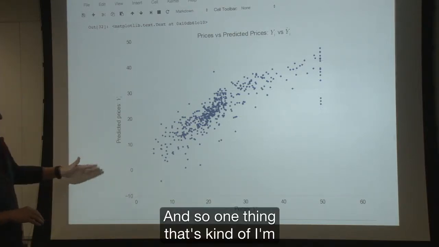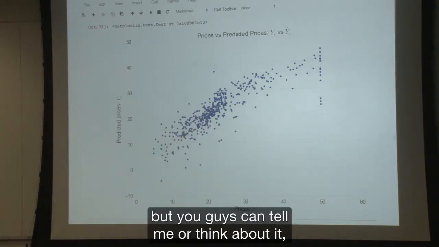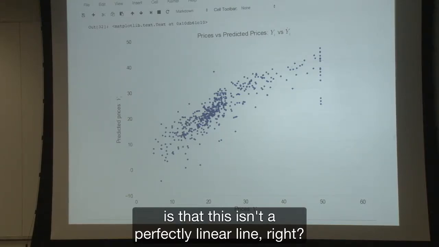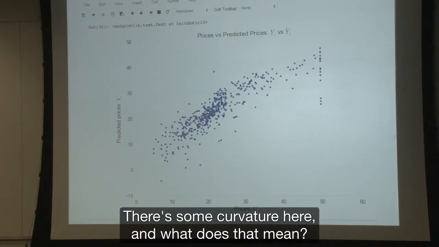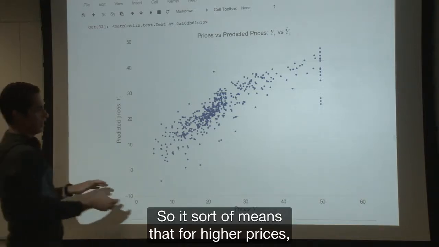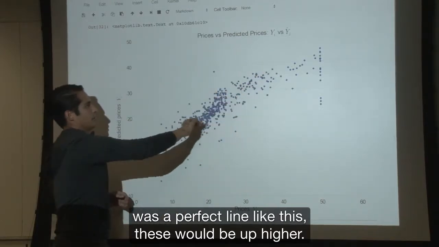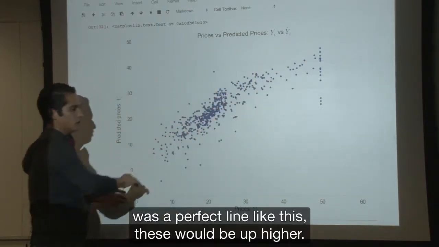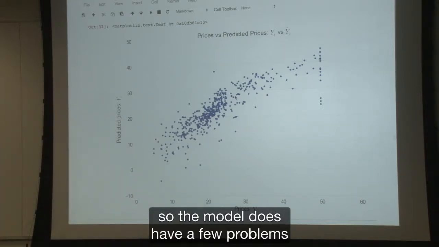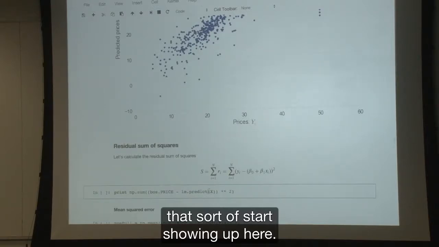One thing, and I'm not sure if it's just my eye or not, but you guys can tell me or think about it, is that this isn't a perfectly linear line, right? There's some curvature here, and what does that mean? It sort of means that for higher prices, it's under-predicting, because if it was a perfect line like this, these would be up higher. So for higher prices, it's under-predicting. So the model does have a few problems that start showing up here.